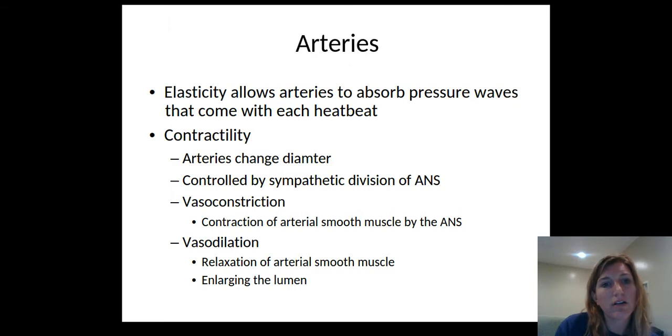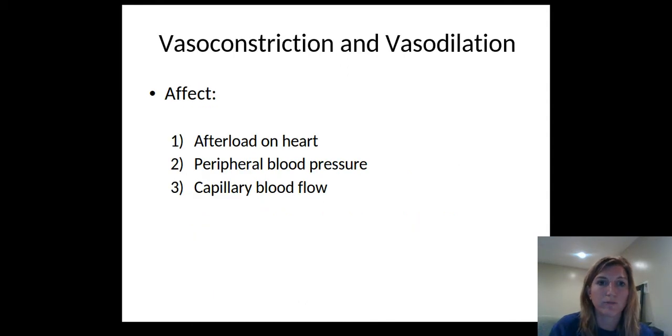Arteries are very elastic, as I said. They have a contractility associated with them to allow them to change in diameter. As I mentioned, they're controlled by the sympathetic nervous system. You have constriction going on, which is going to allow those arteries to get smaller, that lumen to get smaller, and then vasodilation, which occurs, which allows that smooth muscle to relax, enlarges the lumen, and increases blood flow.